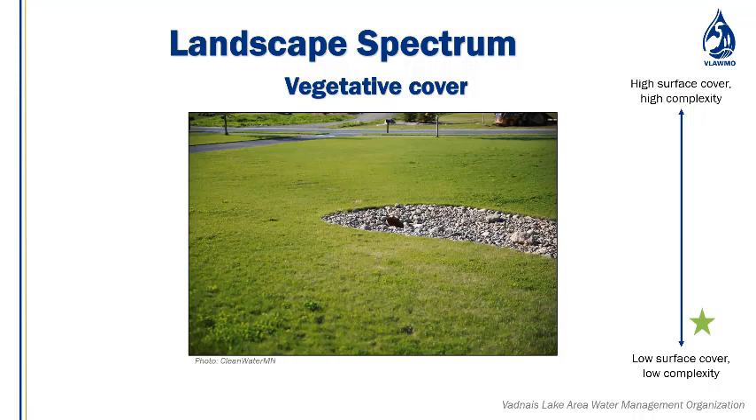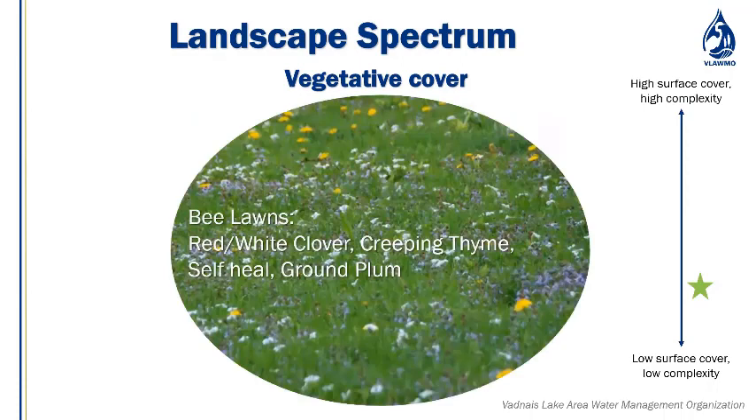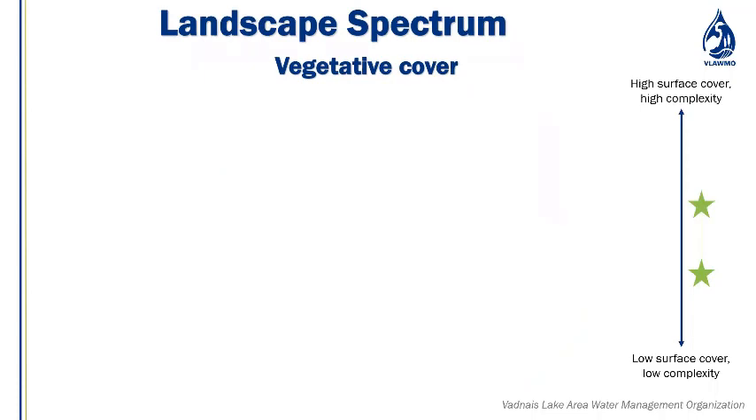At the low end of the spectrum, we have the conventional turf. This is a low surface cover and low complexity. It's maybe just a few species or maybe one species of grass, and most often that's Kentucky bluegrass. If we get a little higher on the spectrum, we start to get deeper roots and a little more complexity. And this is where you can see the bee lawn with different types of low growing vegetation.